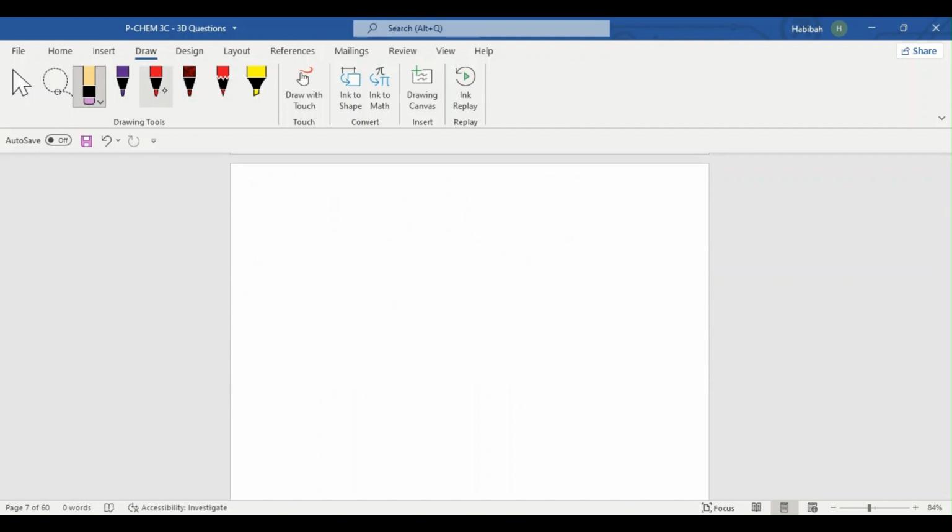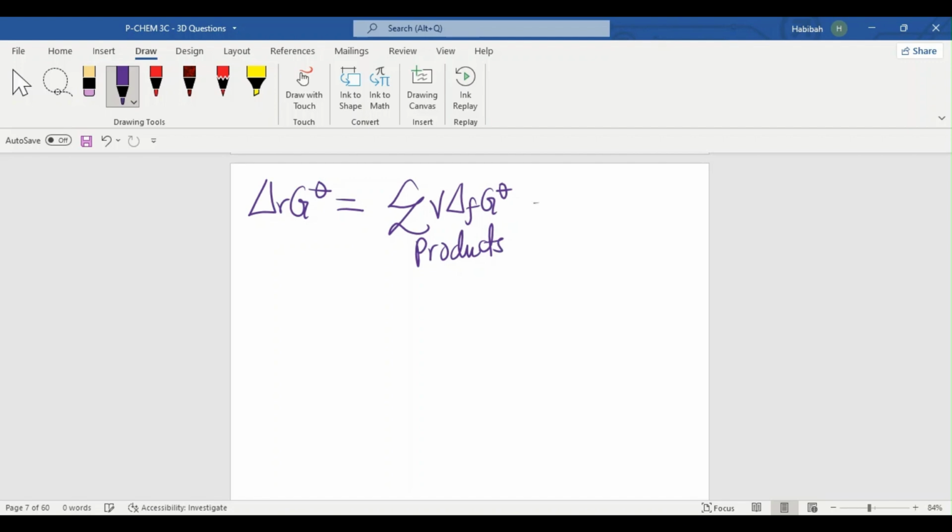So generally, anytime that you're working with the Gibbs energy of reaction, you have to note that the general formula is the summation of the Gibbs energy of formation for the products, minus the summation of the Gibbs energy of formation for the reactants. So you have to know this. This is such an important formula to memorize. When you know this, then you'll be able to start working.